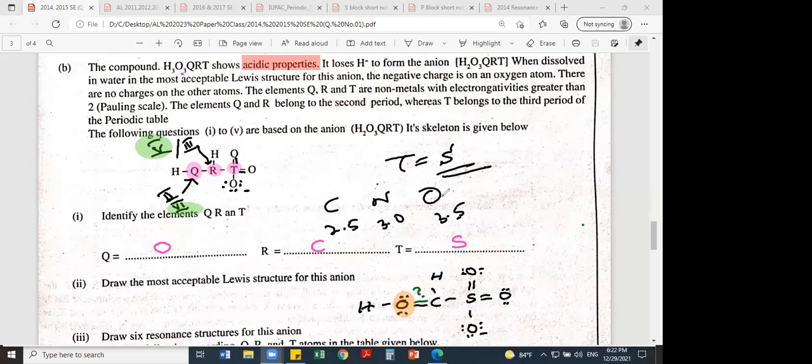Can you highlight that on the screen? No charges on the other atoms. See the way they have filled. It's a nice question. No charges on the other atoms. Highlight that. Negative charge on oxygen atom. I'll highlight and underline both of these. Very important.